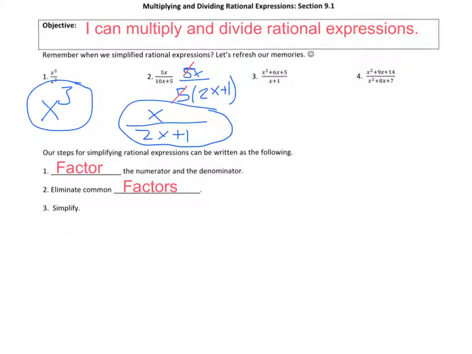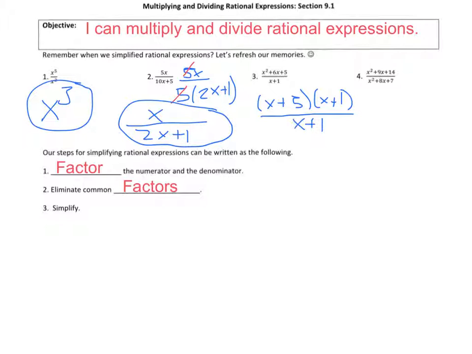On number 3, we have x squared plus 6x plus 5 over x plus 1. Again, we're going to have to do some factoring. If we look at the top, we have x squared plus 6x plus 5, and we can use big X to factor the top. We'd end up with x plus 5 and x plus 1, because 5 times 1 would give us the 5, and then 5 plus 1 would give us the 6. And then we still have an x plus 1 on the bottom.